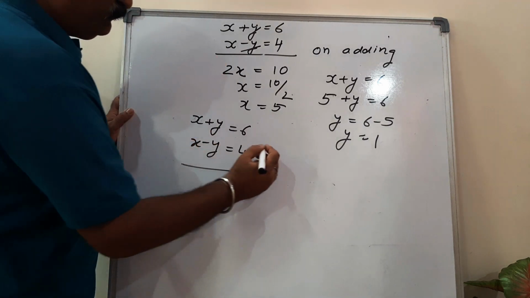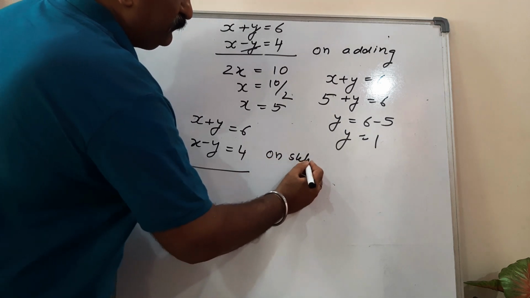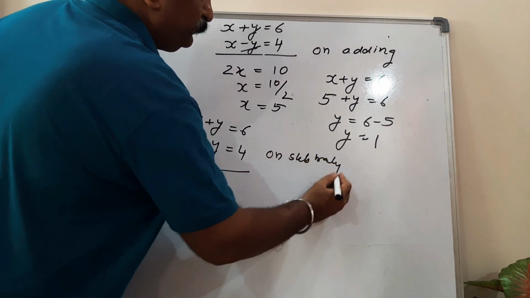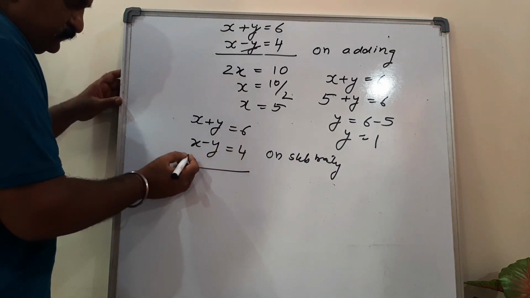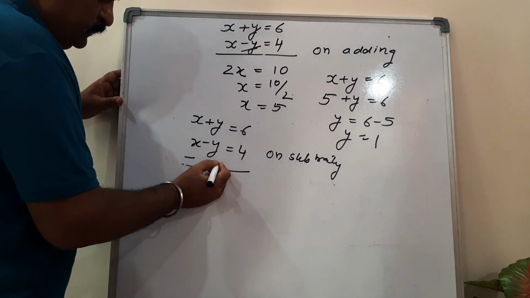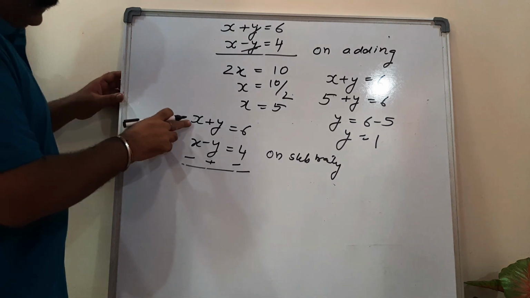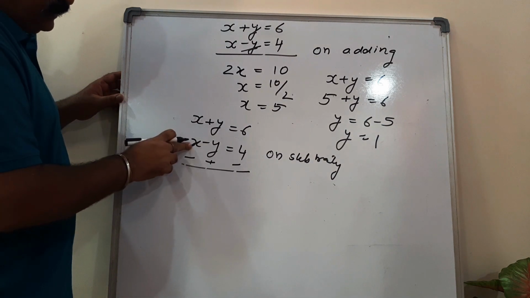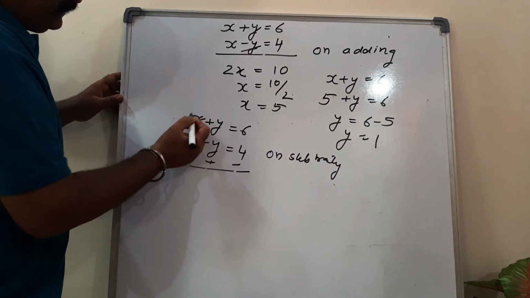See how. What you will write here, but on subtracting. On subtracting, then you have to change all the signs. This plus x becomes minus x, the minus y becomes plus, and plus 4 becomes minus. Now, what is the sign of this x? Positive. This sign x is negative. Now, on subtracting, this x and this x can cancel.